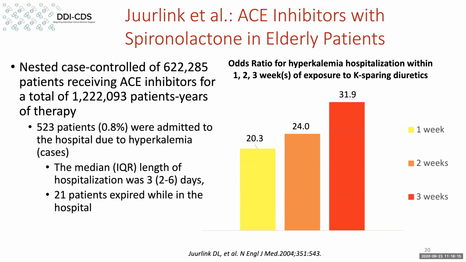This was a case control trial that was done in patients in Ontario. There were patients who were receiving ACE inhibitors, and you can see there's a really large population here. And what Yerlink was interested in was patients who had been admitted to the hospital with the diagnosis of hyperkalemia. And they found a fairly small percentage of those, which is pretty typical. It's not a very common event, but it can be bad when it happens, obviously. The length of hospitalization is listed here, and 21 of these patients expired.